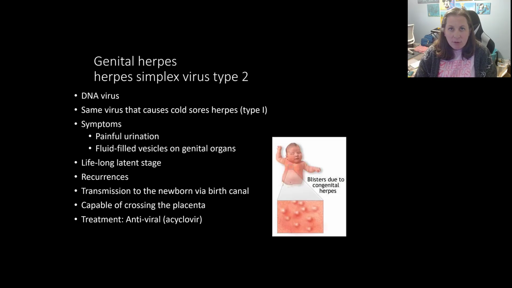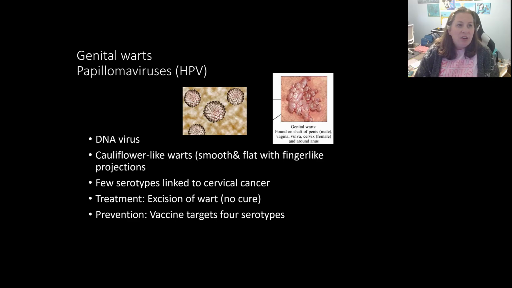The main treatment for this is going to be an antiviral called acyclovir, and acyclovir is going to hopefully help hinder the replication of the virus, slow it down to hopefully prevent the number of outbreaks, making it where you don't get as many. The next one we're looking at are the genital warts.